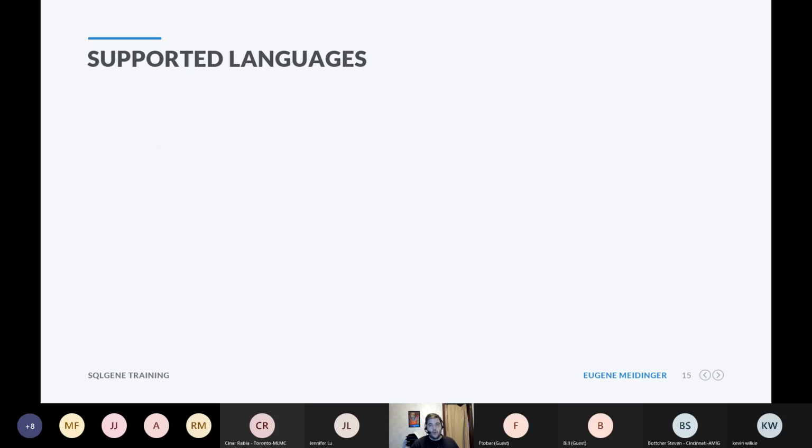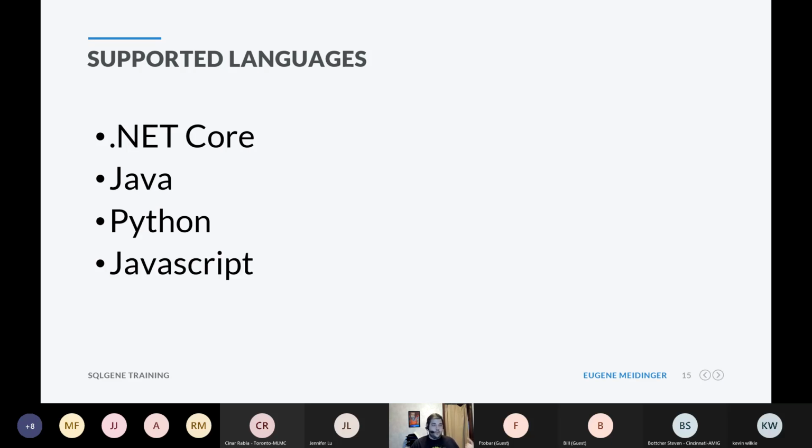If you're writing custom code, you're probably going to want to use .NET Core. Anything by Microsoft is going to have the best support, but there's support for Java, there's support for Python, there's support for JavaScript and Go.